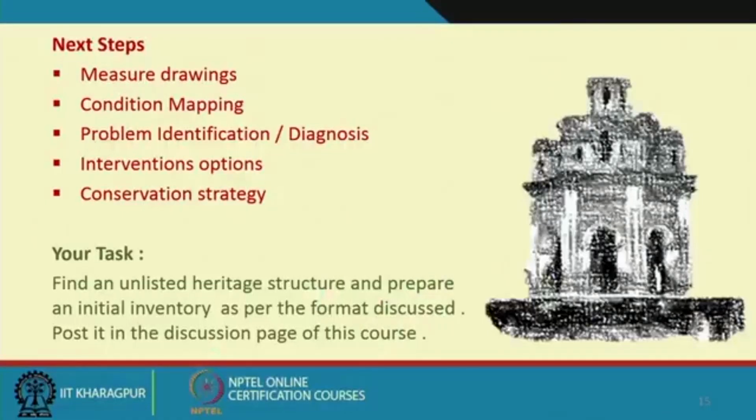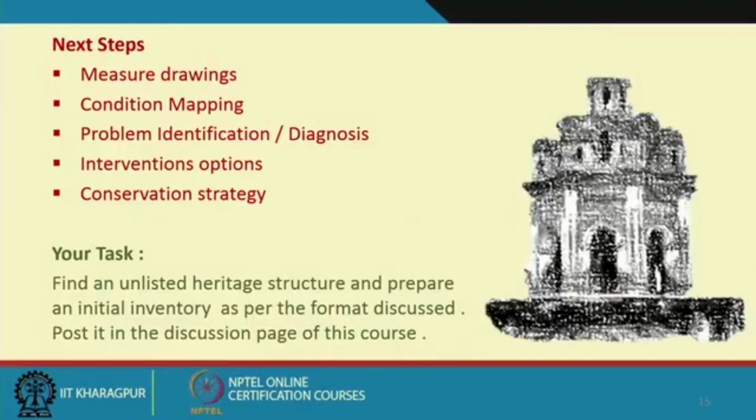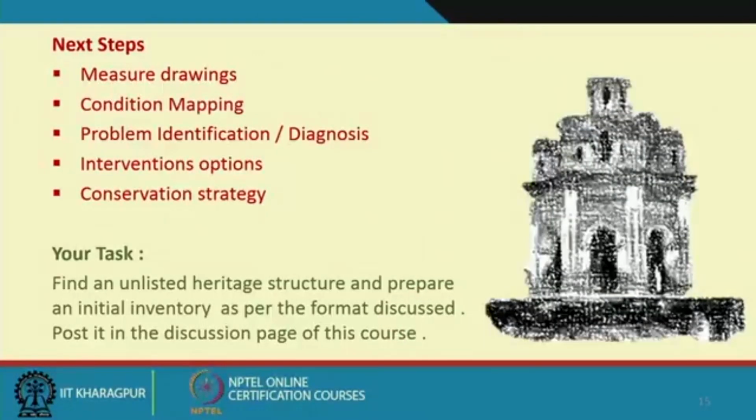Now, after discussing that, I would like you also to do something like that. So, what is your task? Your task is to find an unlisted heritage structure which you think is heritage. It can be any type, a temple, a house, or a small structure, whatever, which is located near your place and is accessible to you. Find an unlisted heritage structure and prepare an initial inventory, almost following the format which we have discussed, and post it in the discussion forum and discussion page of this course. Send that to us, then we will react, and then all of us can discuss it.